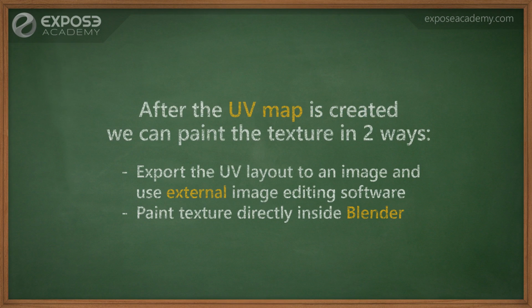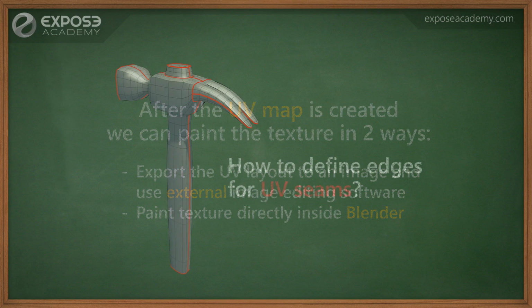After unwrapping, we can export the UV layout to 2D image editing software such as Krita or Photoshop. We can then add color or texture easily in that software. Later, we can bring back the texture to Blender to render it. We can also paint the texture directly inside Blender, as we're going to cover in this tutorial.